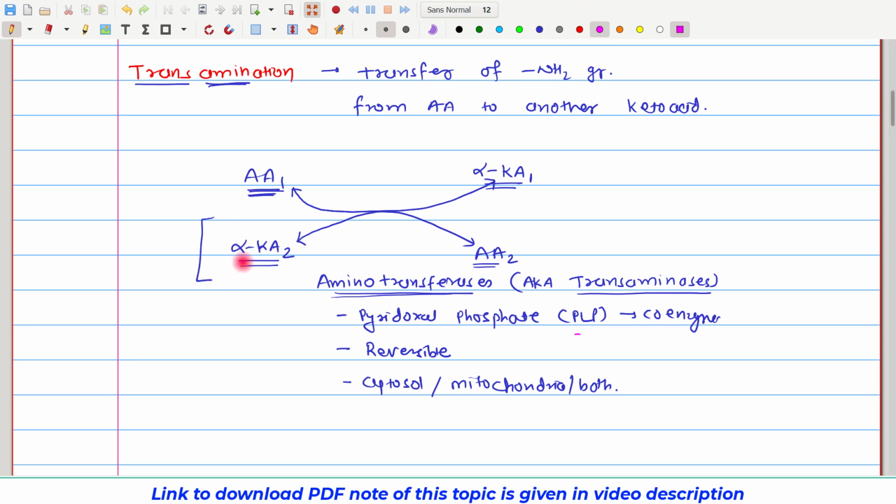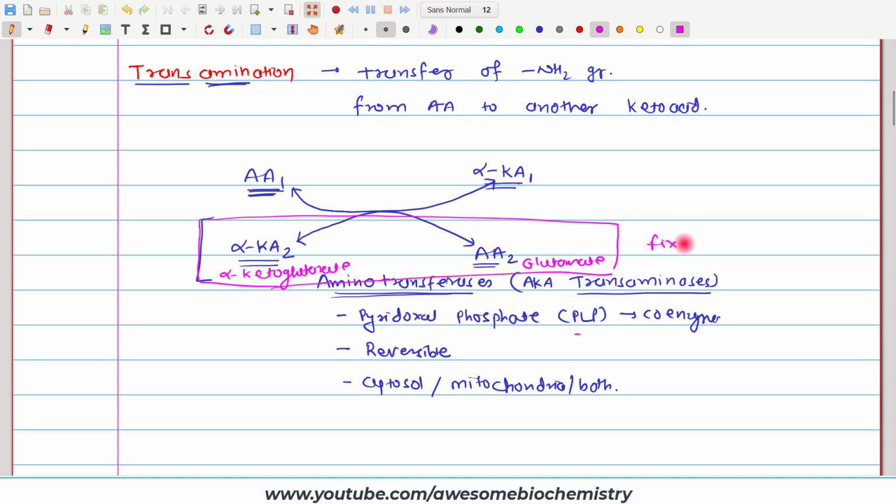It is almost always this second pair: the keto acid is alpha ketoglutarate and the second amino acid is glutamate. So, we can say that this much portion of transamination is almost always fixed, whereas this portion of the transamination reaction is variable. And for this variable part of the transamination reaction, we have different aminotransferases.